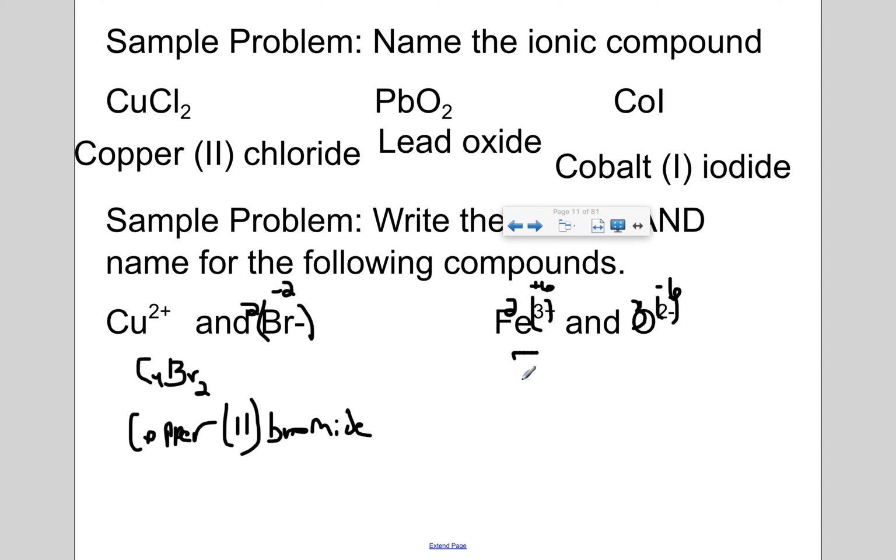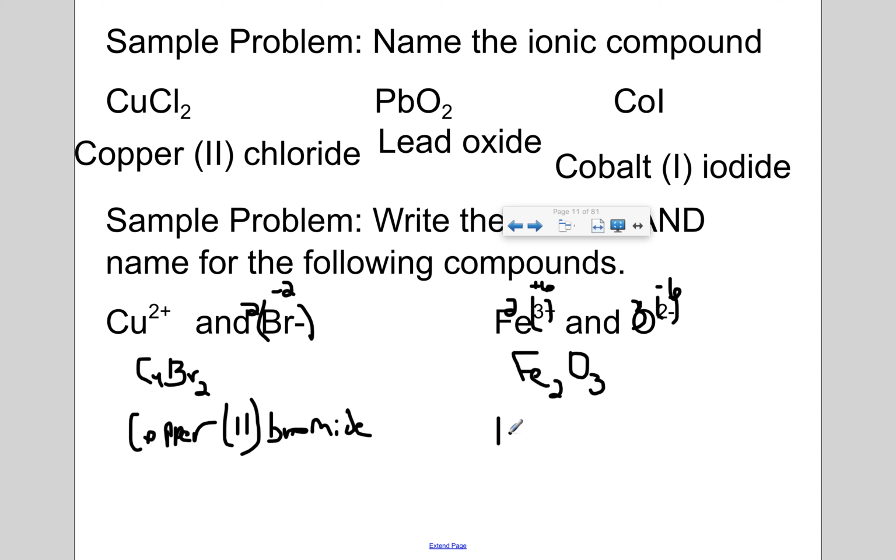Okay, so when I write the chemical formula, it's Fe. Well, how many irons did I need to get to that +6? I needed 2. And then it's O. Well, how many O's did I need to get to that -6? I took it and multiplied it by 3.